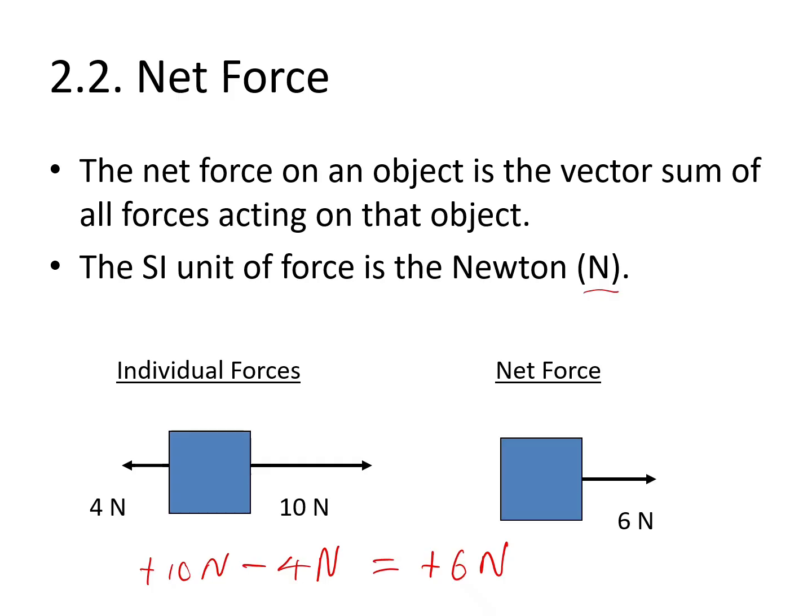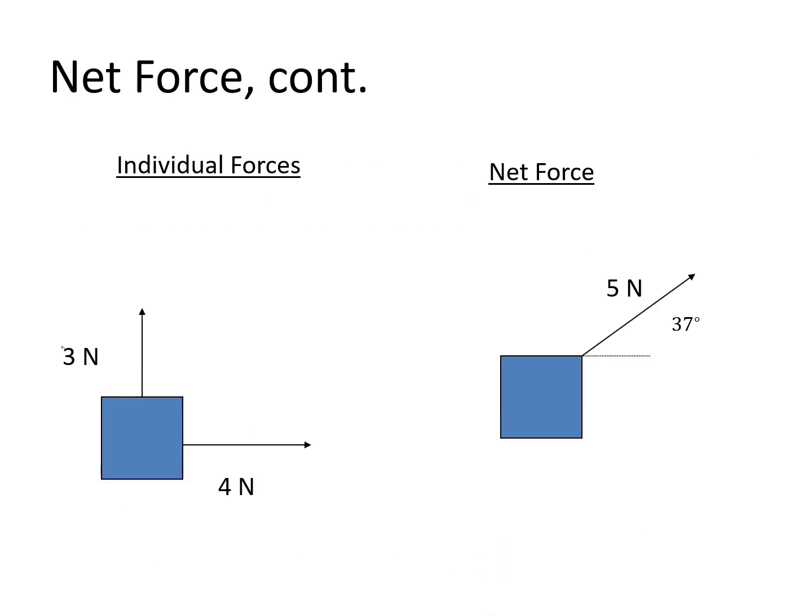When forces are not along the same line, ordinary subtraction is no longer sufficient. We must add their perpendicular components. Now consider two perpendicular forces acting on the same object. A 4 Newton force acts to the right and a 3 Newton force acts upward. Because these forces are perpendicular, the net force is the diagonal vector obtained by adding them head to tail or by using components. The horizontal component of the net force is 4 newtons and the vertical component is 3 newtons.